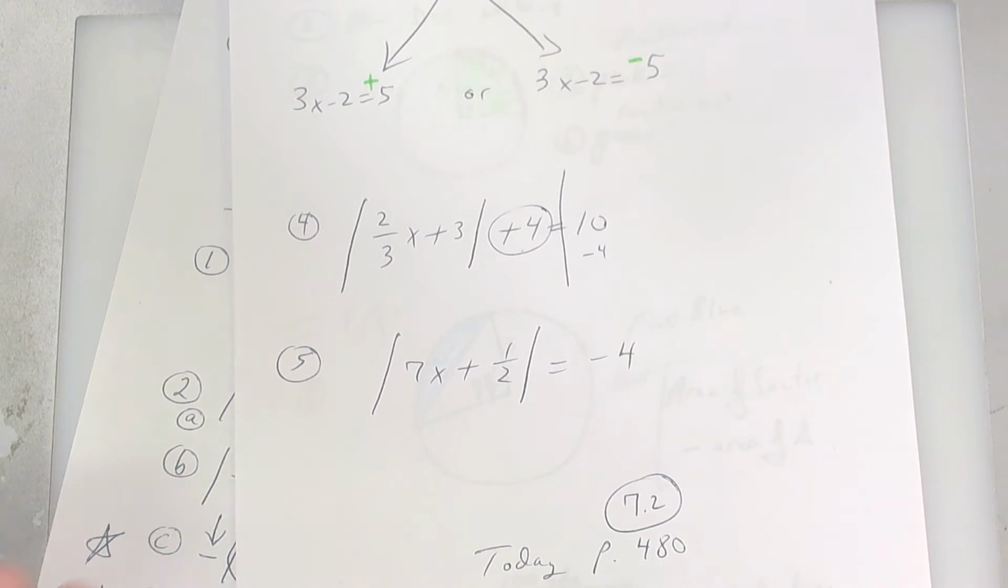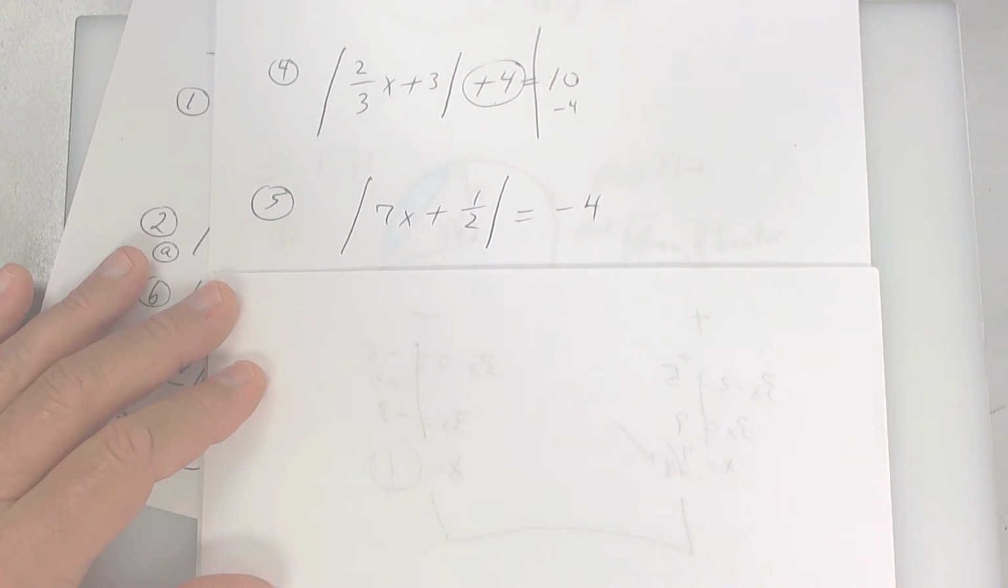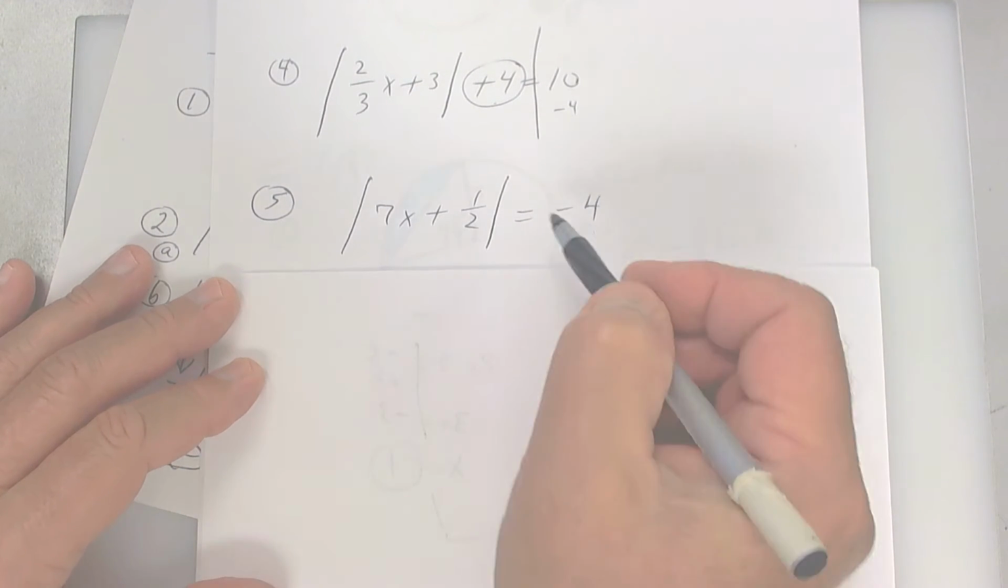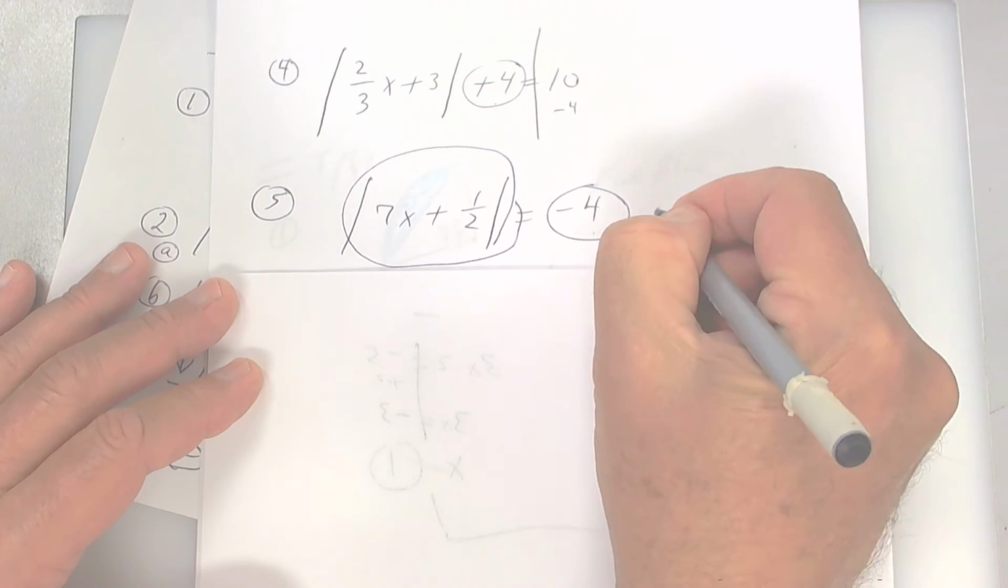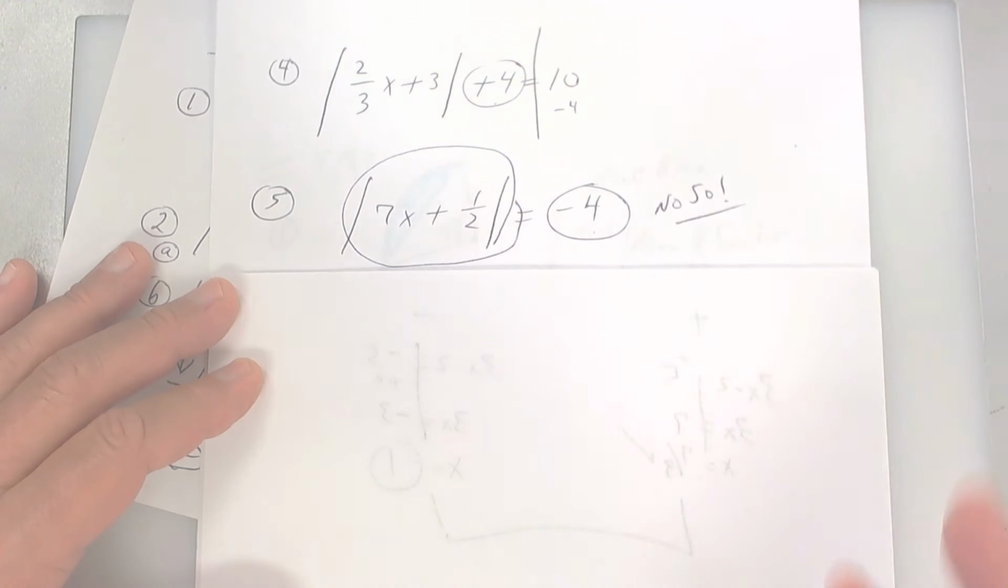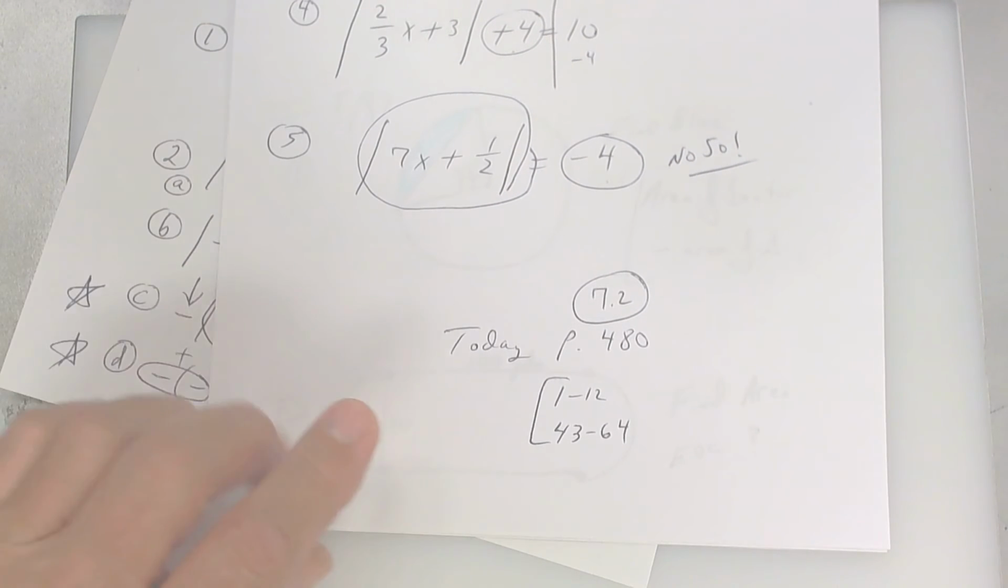This one right here is the absolute value and is equal to a negative number. Well, the absolute value will never be equal to a negative number, so this is no solution. Can't do it. Here's your assignment for today.